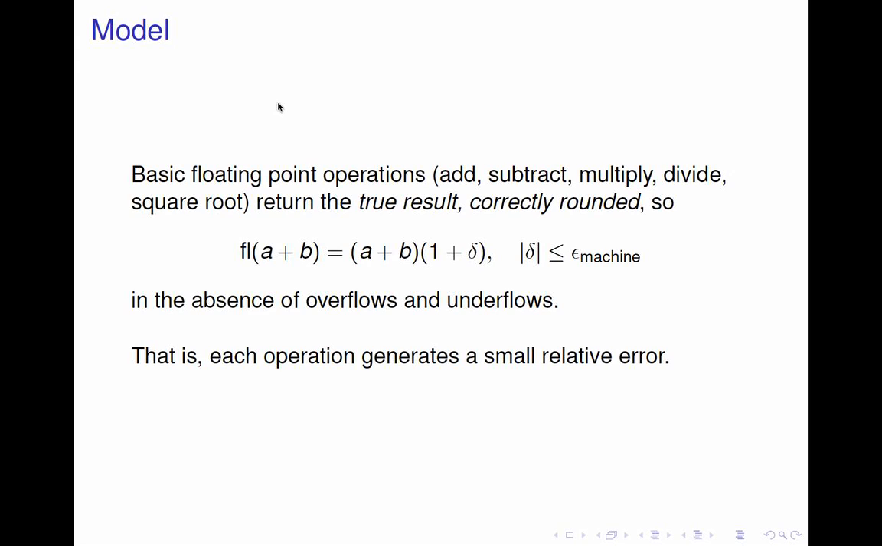So remember our basic model of floating point arithmetic, which is that if you want to know what the value of a plus b in floating point is, you take the true value and it's good to within some small relative error, where that relative error is bounded by machine epsilon, about 10 to the negative 16th for double precision numbers, assuming that you don't overflow or underflow or do something exceptional. So each operation generates a small relative error, which means that when you do a sequence of operations, you have to figure out how each operation's contribution to the error is going to propagate through the rest of the calculation.